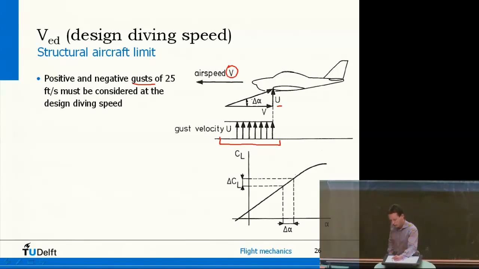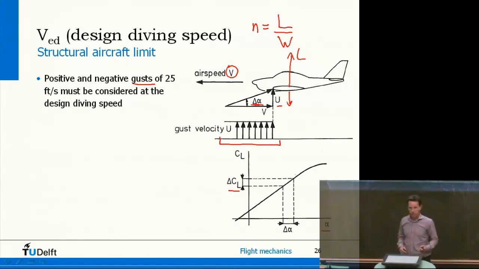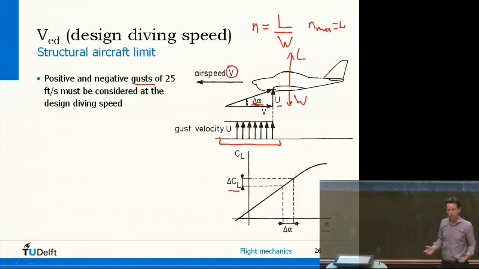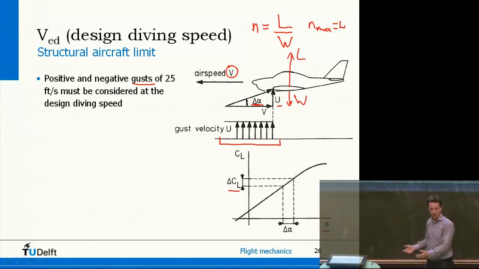Now, load factor is simply lift divided by weight. This basically means if lift is larger than weight, and let's say lift is twice the weight, then you would feel twice as heavy sitting in the plane because the plane is pushing through your seat. So this load factor tells how many G's the aircraft is pulling. Now, you have to design an aircraft, so you have to specify a maximum load factor, which for a general aviation aircraft, like the one drawn there, could be 4. So this aircraft will be able to withstand load factor 4 before things start to break down.